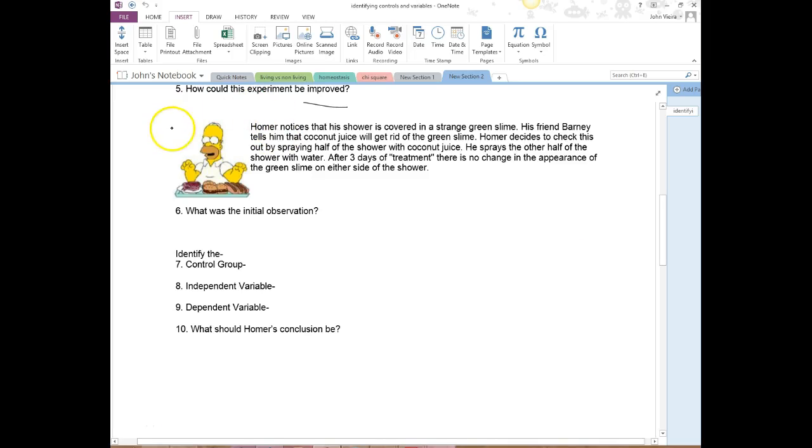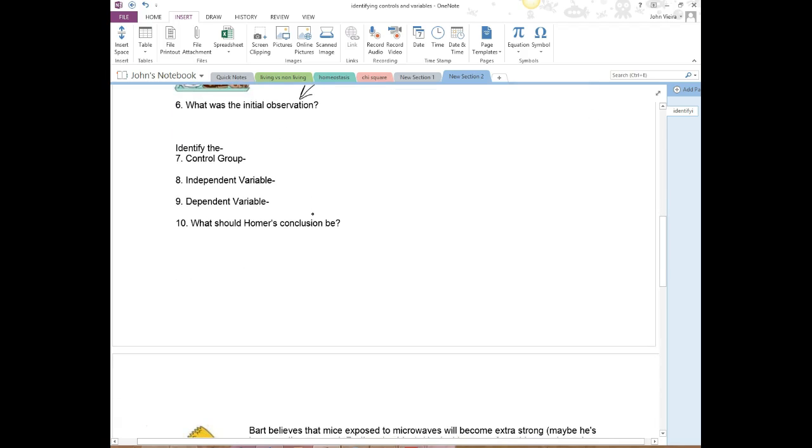Okay, so Homer's got a shower. It's all slimy. He wants to know if coconut juice is going to help out. His initial observation is that there is green slime on his shower. The control group, with the coconut juice or no?